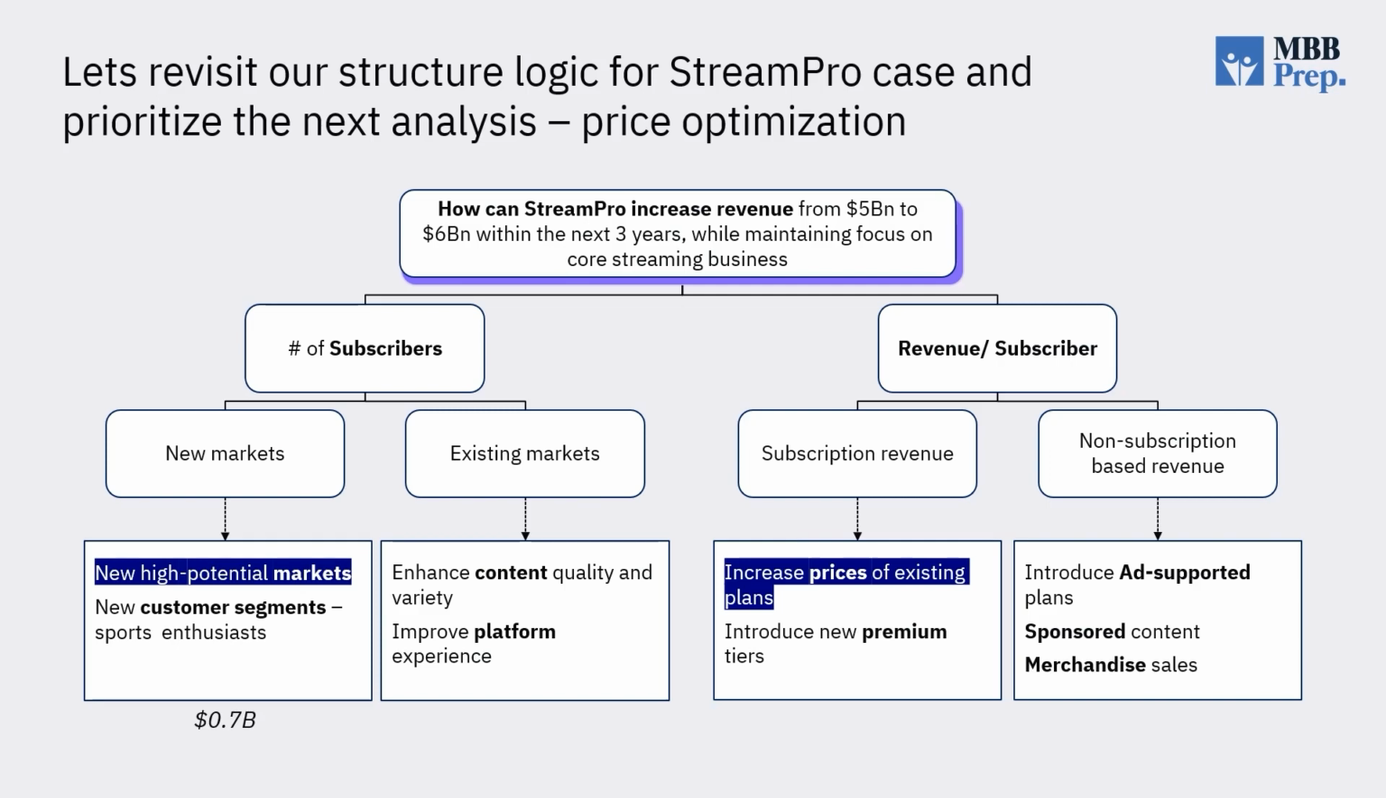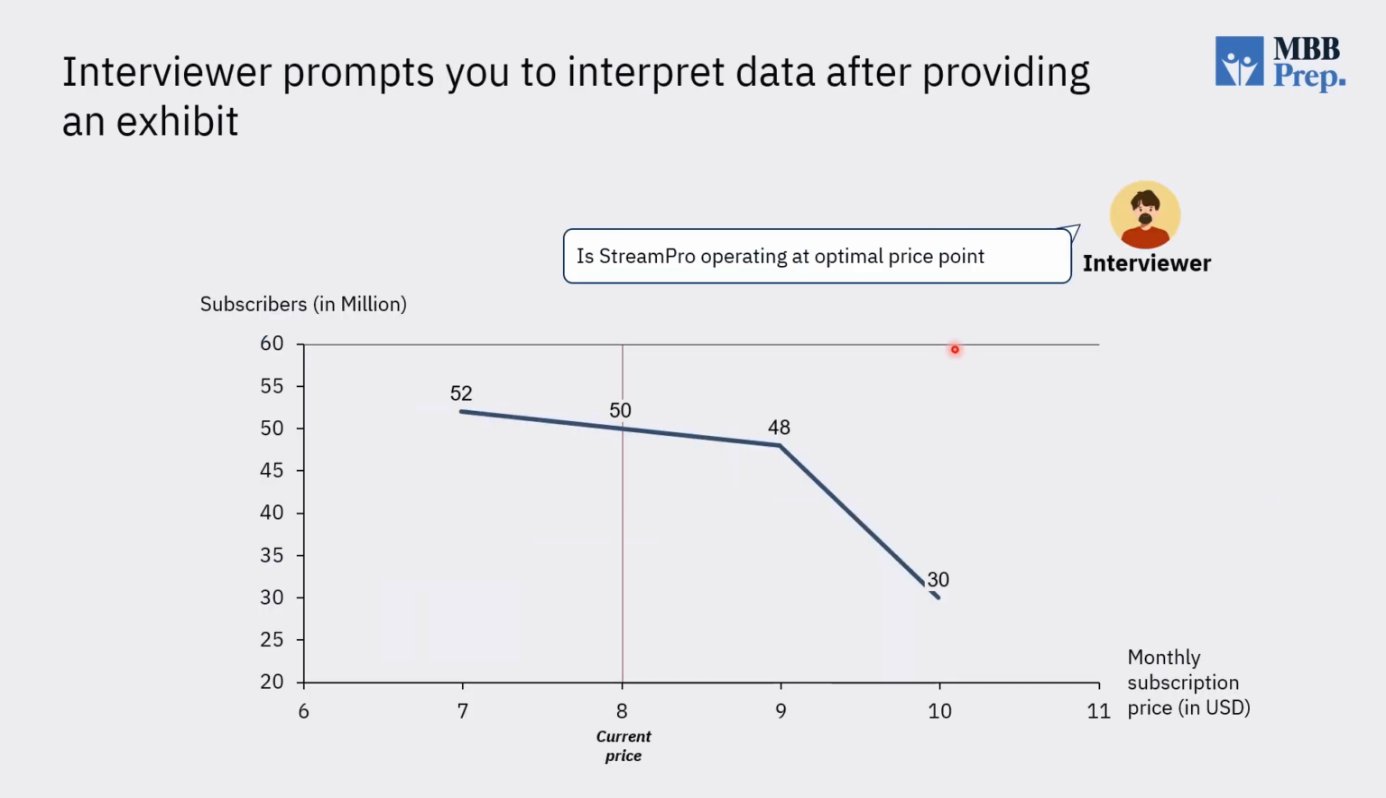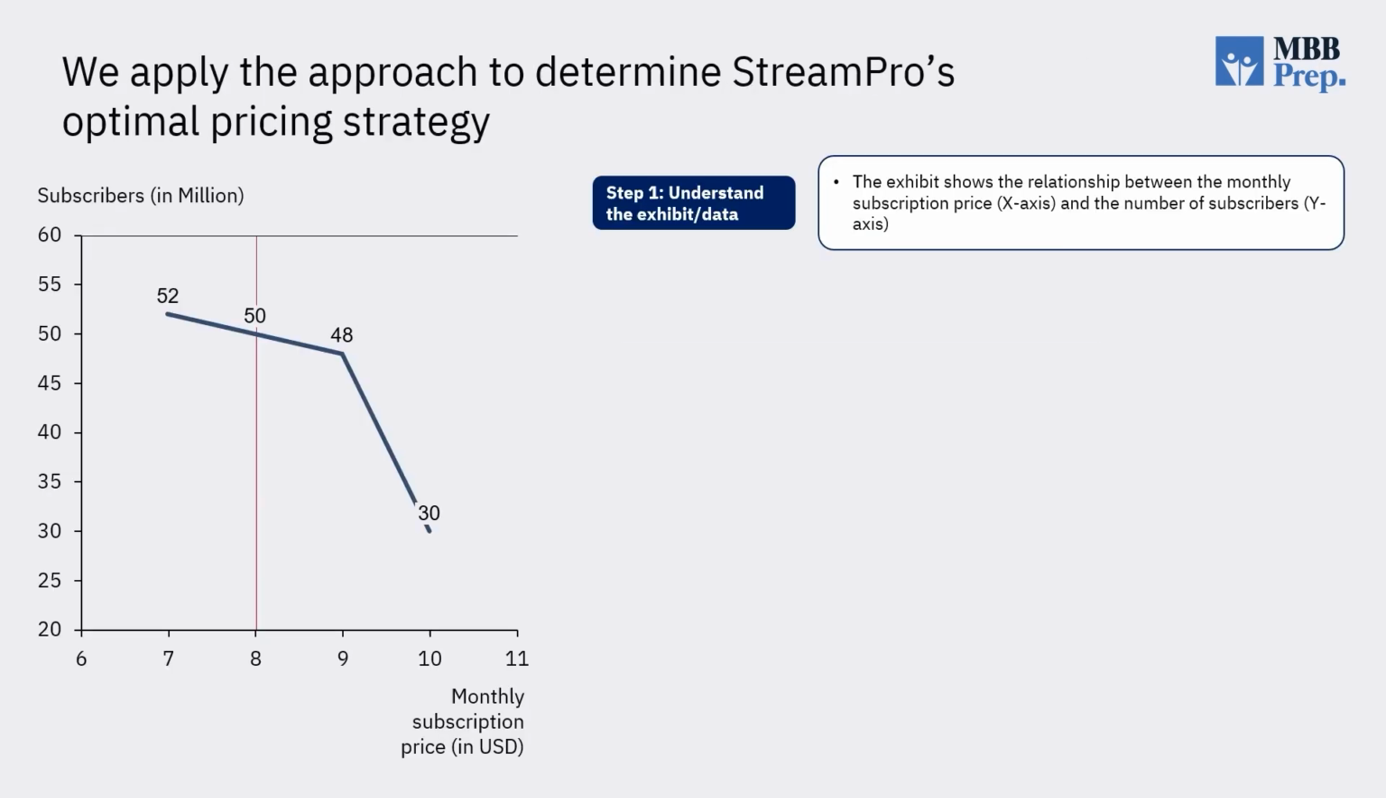So therefore, he might, let's say, hand over an exhibit to us and ask a question such as, is StreamPro operating at an optimal price point, right? So once you receive the exhibit, you thank the interviewer for providing the exhibit. And then we apply the 5-step approach, right?